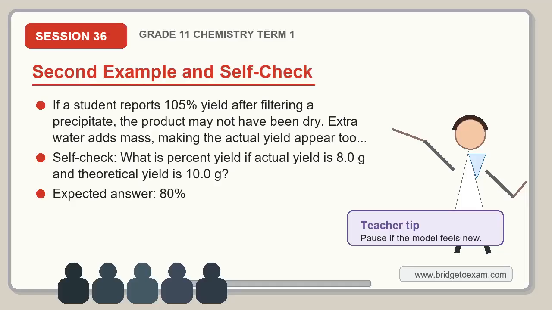Now answer this self-check. What is percent yield if actual yield is 8.0 g and theoretical yield is 10.0 g? A strong answer should include 80%. Hint: use actual divided by theoretical times 100.